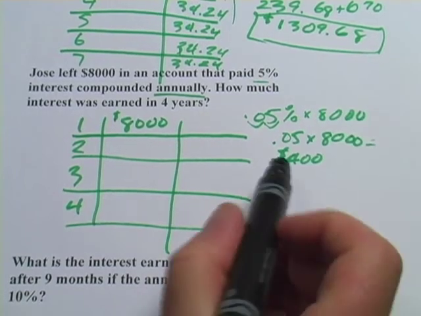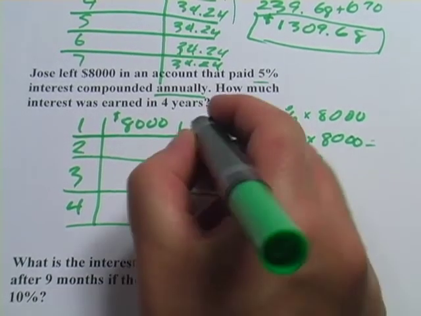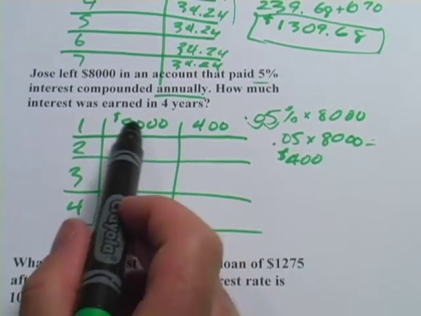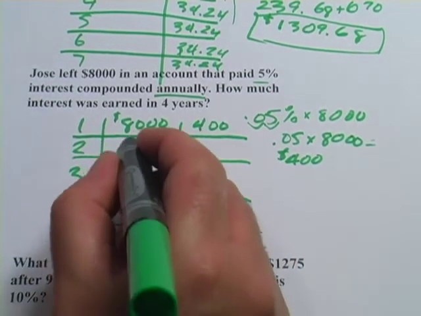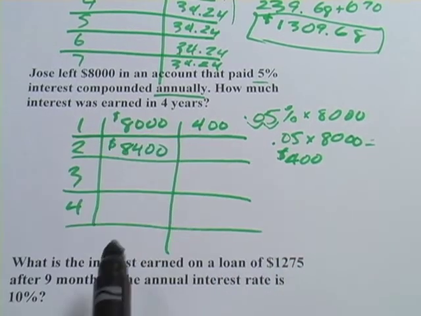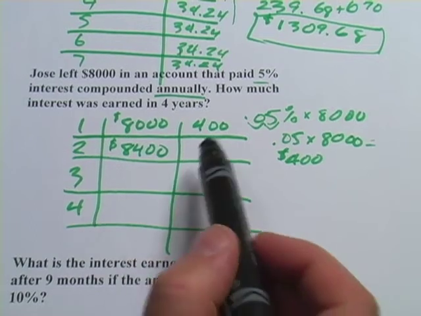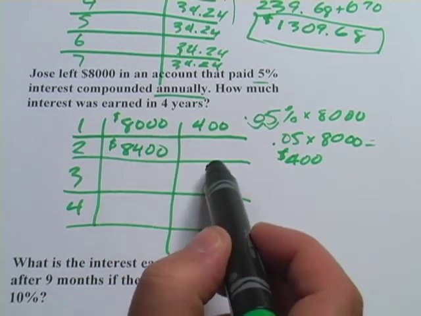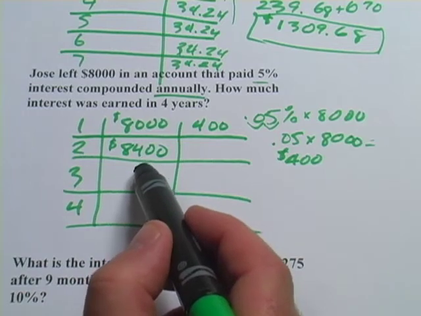So that's how much interest is earned the first year. We put that in here. Now to figure out the balance, we add the 8,000 and the 400, and we get 8,400. And here's where compounding comes in. Instead of figuring out the 5% interest on 8,000 for the second year, we figure it on the 8,400.